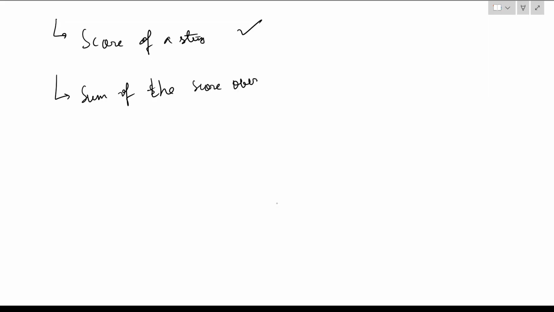Okay, now we come to the next step, which is computing the sum of the score over all the subsequences. That's the next thing we need to characterize. So right now, we do understand the score of a string very well. What we don't understand is the sum of the score over all subsequences. Can anyone give me ideas on how we can start counting or simply calculating the sum of all the scores over all subsequences?